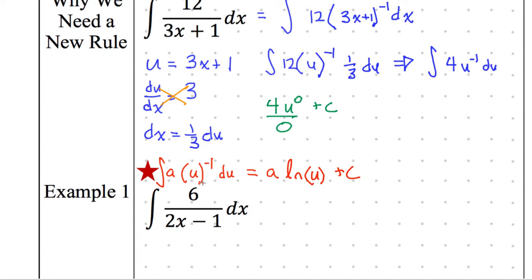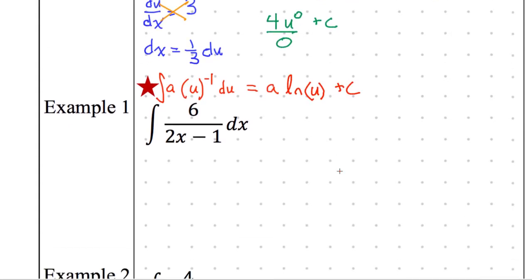Box it, star it, highlight it. That is an important rule. You will need to remember that for the rest of your mathematical lives as long as you are doing calculus. Definitely for this class. All right, so if you ever see anything to the power of -1, it is the natural logarithm.